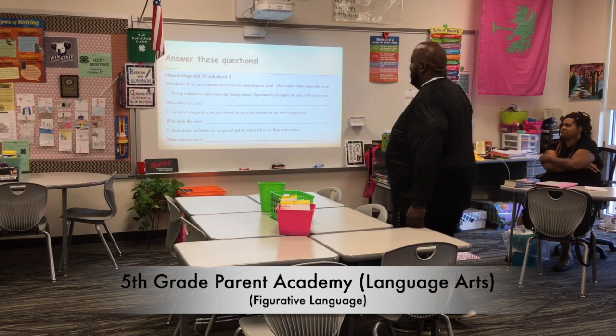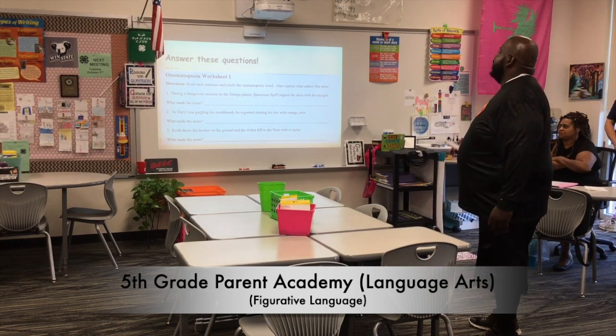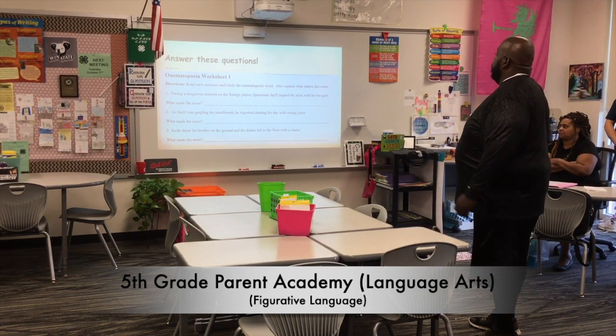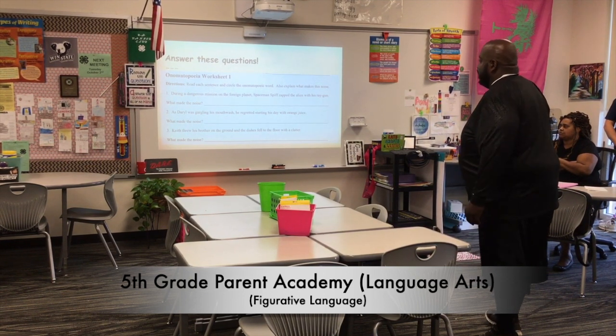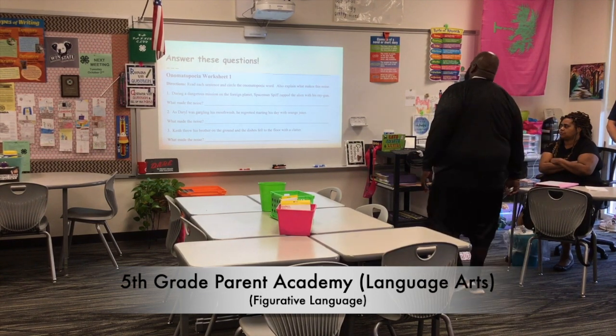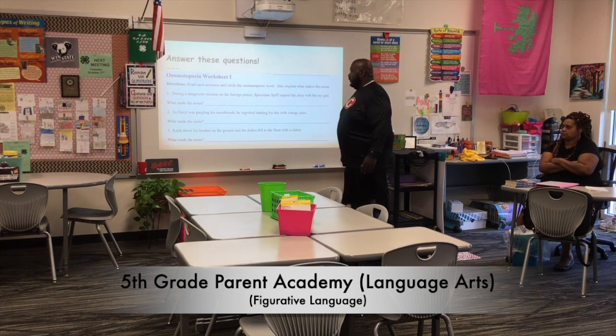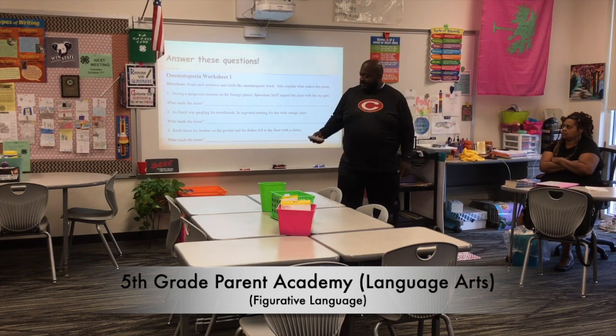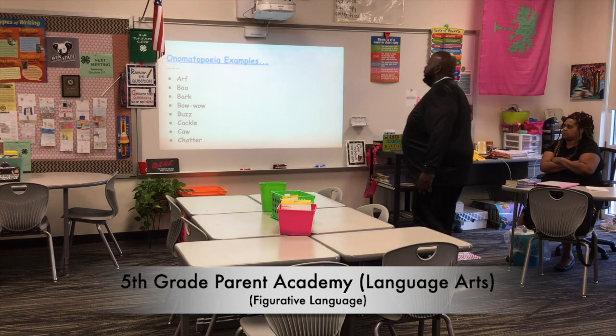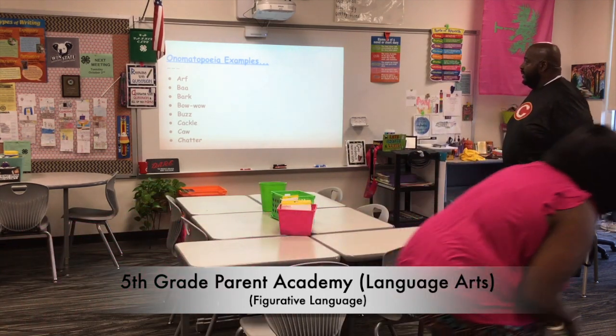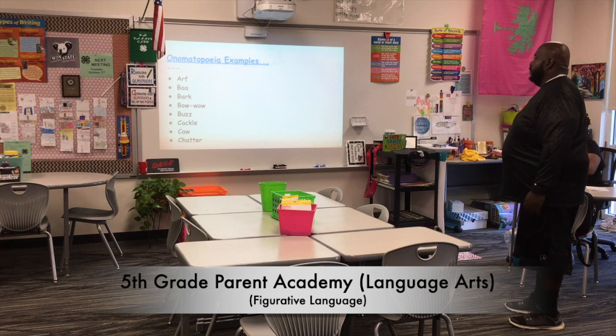Other classes. So like for this one, it says read each sentence, circle the onomatopoeic word, and also explain what makes this noise. During a dangerous mission on the foreign planet, Spaceman Spiff zapped the alien with his ray gun. So the onomatopoeic word would be zapped. And so we would ask them what made the noise. The ray gun. These would be some more examples of onomatopoeia: arf, bark, bow wow, buzz, cackle, caw, chatter.